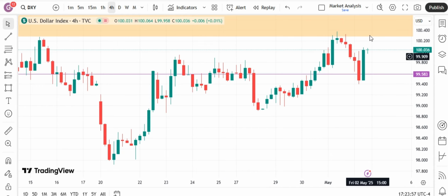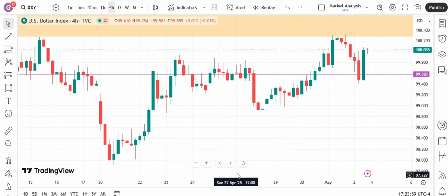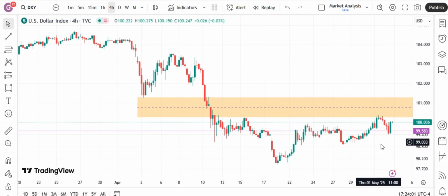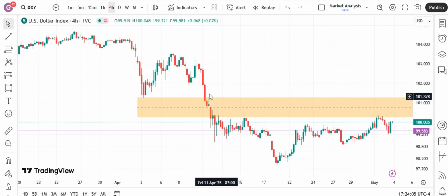So I want to see price go higher. That's my anticipation going into week 19. I want to see bullish movement into this level. Then if it gets here, you can see two highs here. That's like a double top. Price may likely take out this double top into this FVG here.